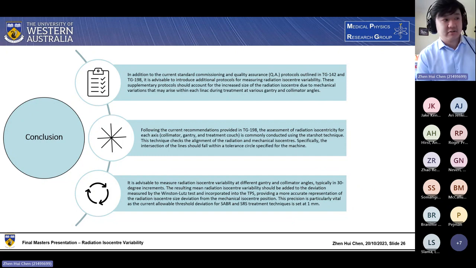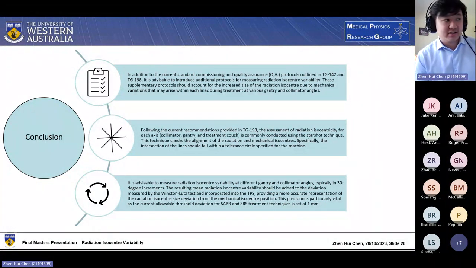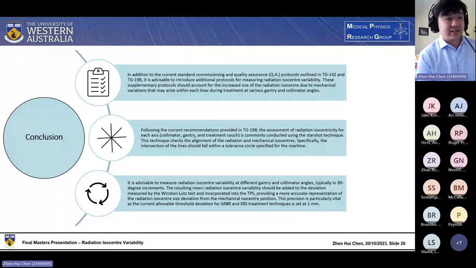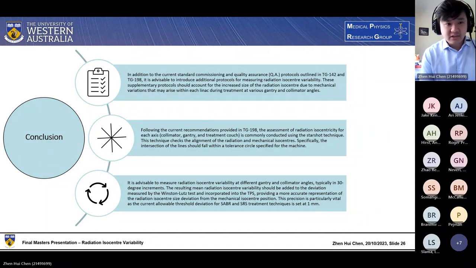Number two, following current recommendations in TG198, the assessment of the radiation isocentricity for each axis is commonly conducted using a starshot. And this only checks for the alignment of the radiation and mechanical isocenters. Specifically, the intersection of the lines should fall within tolerance circles, but again, this does not take into account the variability.